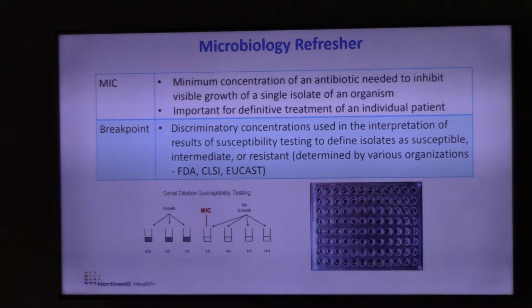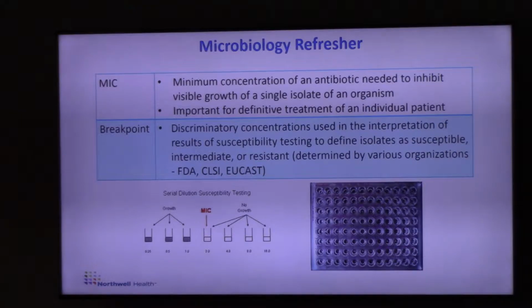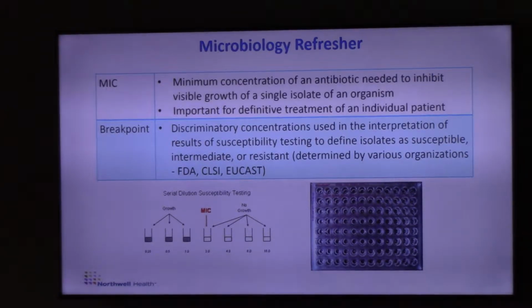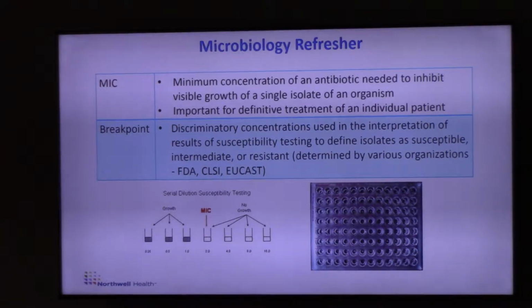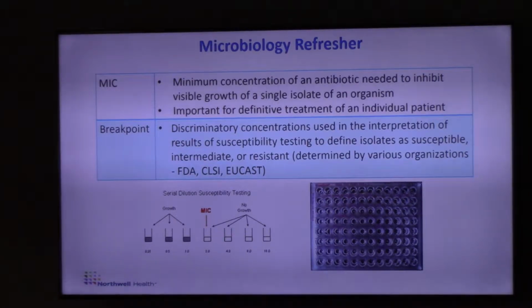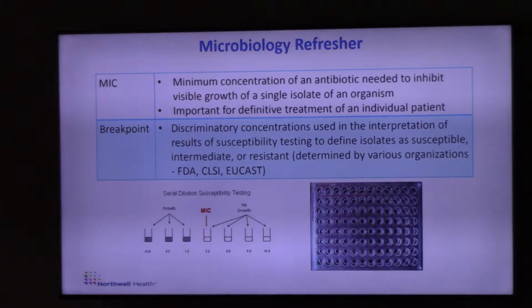And the way that's done is basically serial dilution, where you have a set amount of organism that gets put into these wells, with increasing concentrations of antibiotic. The drawing down there represents the serial dilution, how that would go into the wells: 0.25, then 0.5, 1, 2, 4, and so forth. That's increasing concentration of antibiotic. So your MIC is the first concentration at which you see no growth or no turbidity. In this example, it's 2.